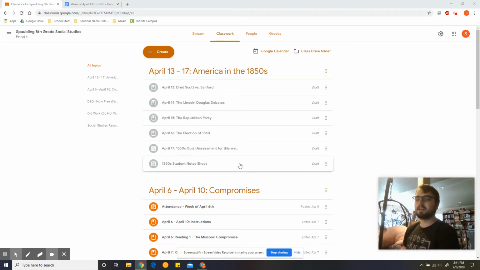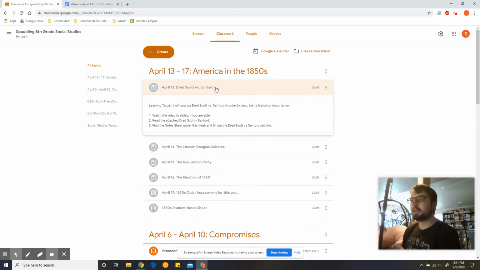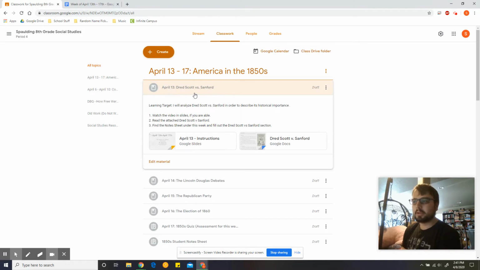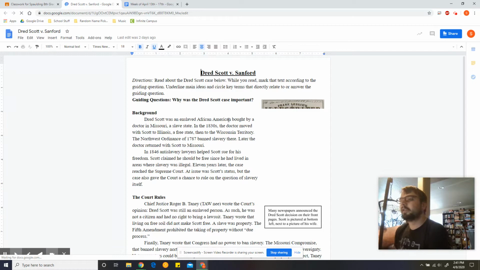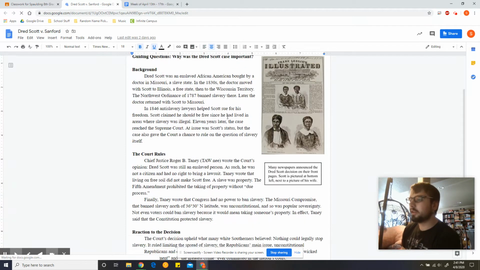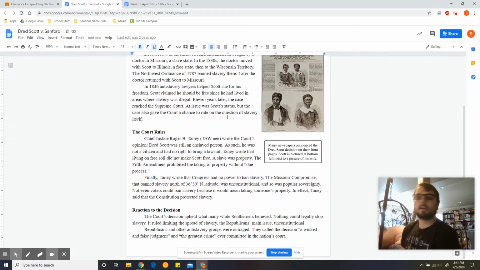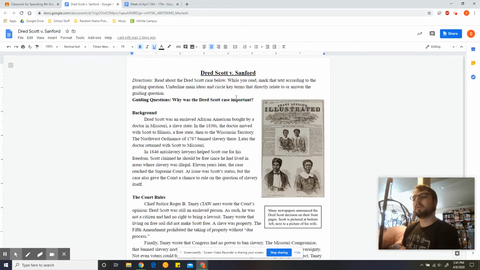So once again, to find this document, we'll click on April 13th, Dred Scott versus Sanford. Okay, hopefully you already have your instruction slides open. And you can go over here and click on this document. All right, so we're going to start with the directions and the guiding question, then we'll read through, and I'll explain a couple things as we go.